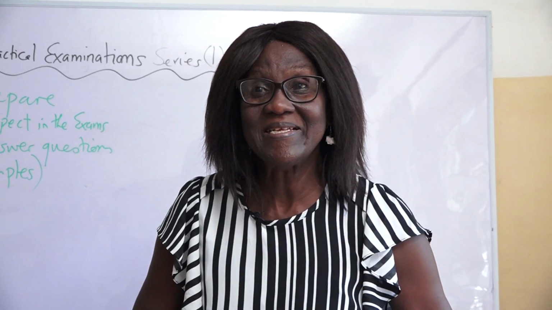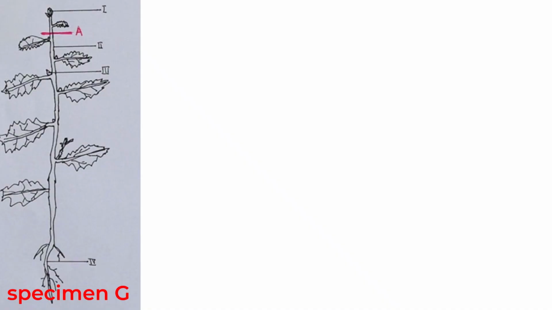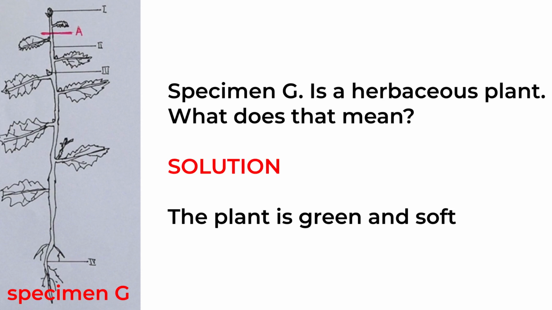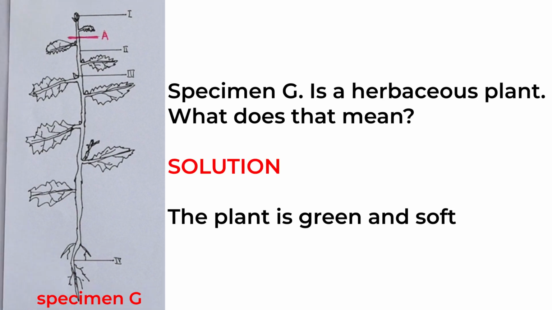Welcome to today's lesson. Let us have a question on flowering plants. This specimen is a herbaceous plant. What does herbaceous mean? Answer: the plant is green and soft. Herbaceous plants are green and soft.